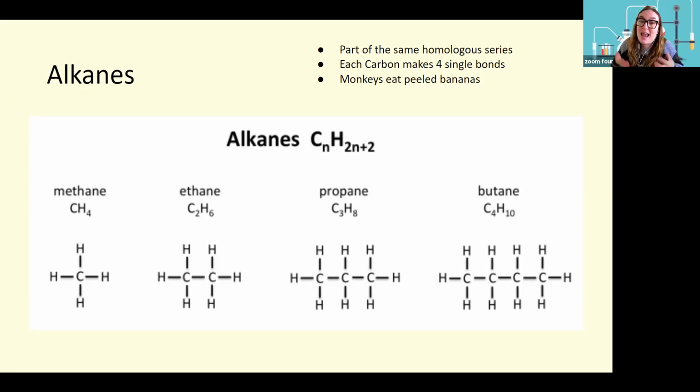So CnH2n+2 is a way of working out how many hydrogens you would have if you had a certain number of carbons. So for example, let's take propane here. If I've got 3 carbons, and so n equals 3, well, the number of hydrogens I would have would be 2n+2, or 2 times 3, because I've just said we've got 3 carbons, plus 2. 2 times 3 is 6, plus another 2 is 8.